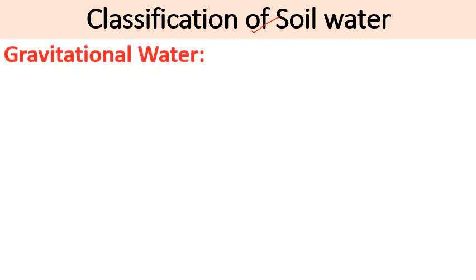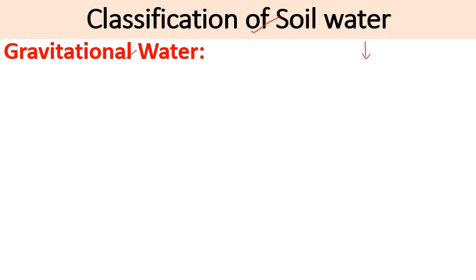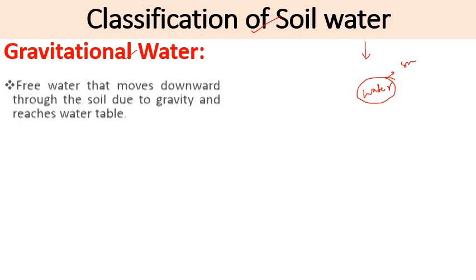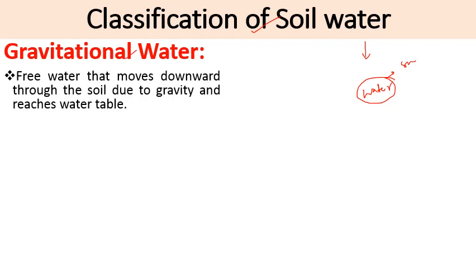Next comes classification of soil water. So we have different types of water which is present in the soil. First one is the gravitational water. As the name indicates, this water percolates in the downward direction and reaches the water table. And this water is not available for the plants. Only a very small amount of water is absorbed by the plants because it is out of reach of the plant roots. So it is free water that moves downward through the soil due to gravity and reaches the water table, and this water is called gravitational water.